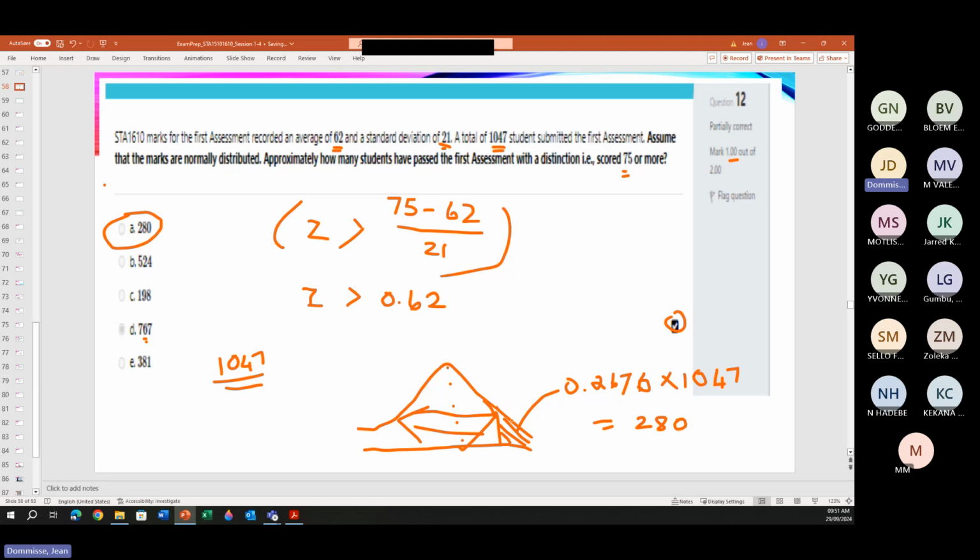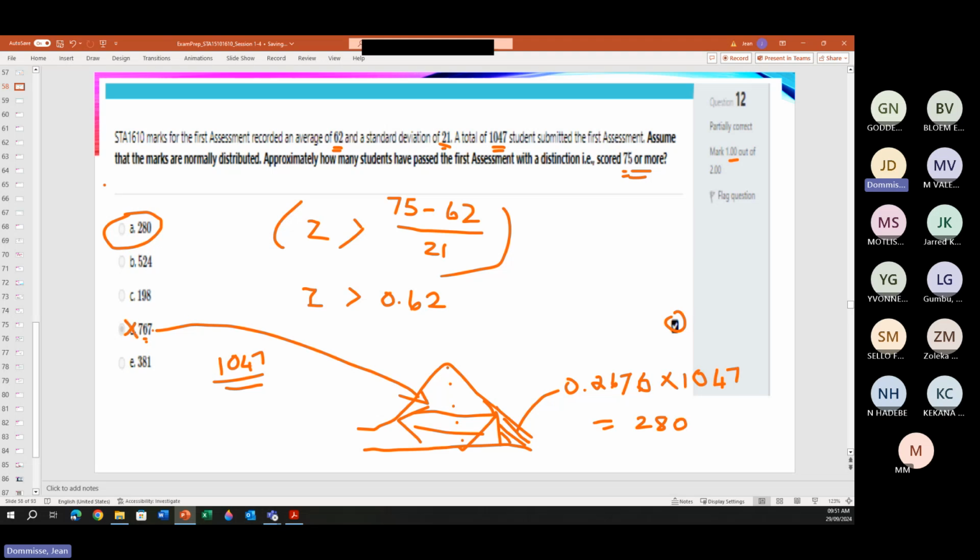So if you check, 1047 minus 280 would give you the 767. So what this person worked out was the score of 75 or less. So that was where that one came from. So the 767 was the rest. So that one is wrong.